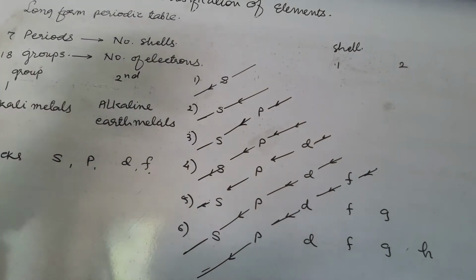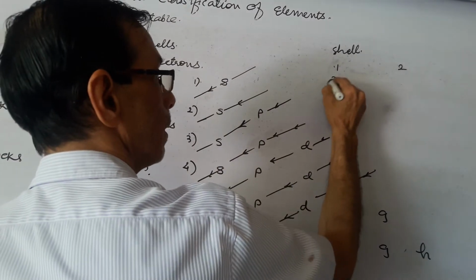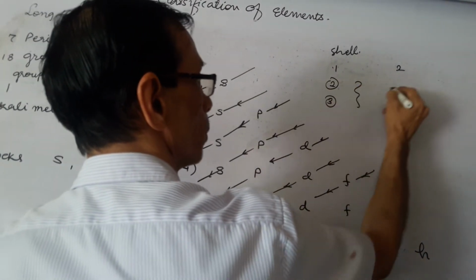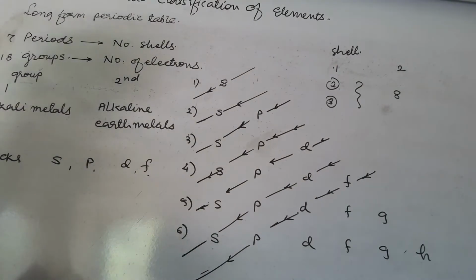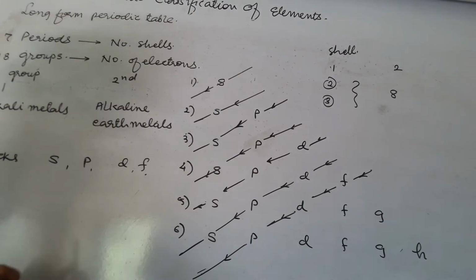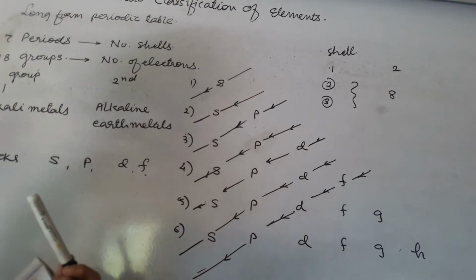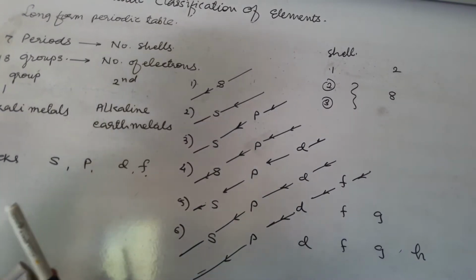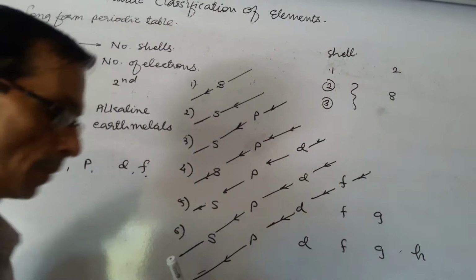Then you find that the second and third periods both have 8 elements each. In the second period you find lithium, beryllium, boron, carbon, nitrogen, oxygen, fluorine, neon. And third, sodium, magnesium, aluminum, silicon, phosphorus, sulfur, chlorine, argon. So each one, second and third, has 8 elements.